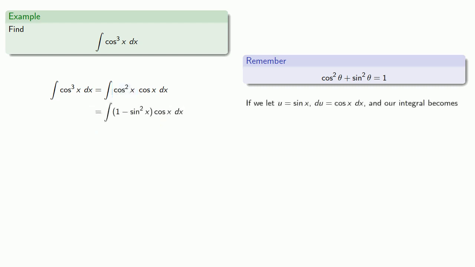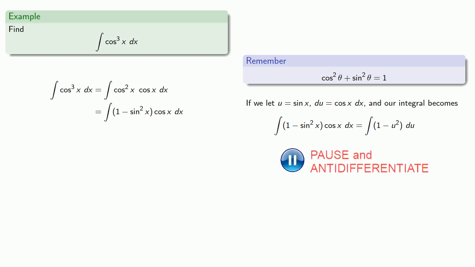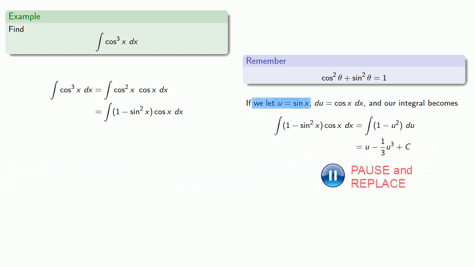and now if we let u equal sine x, du equals cosine x dx, our integral then becomes, and we can find the antiderivative, then put things back where we found them, u was equal to sine x.